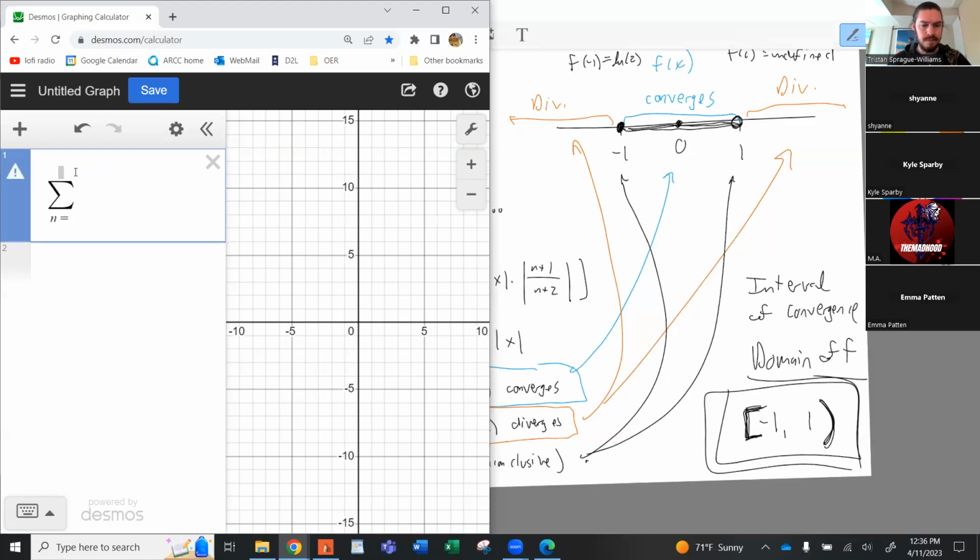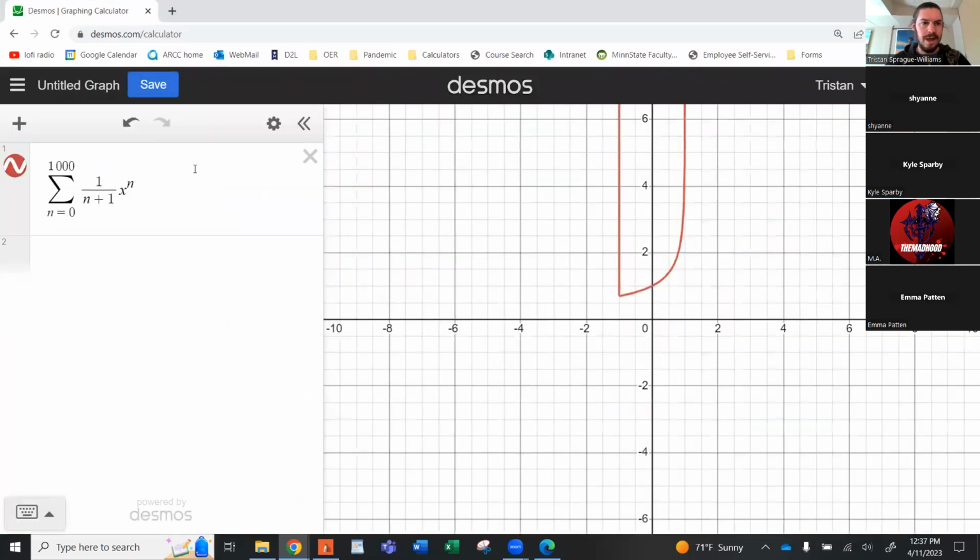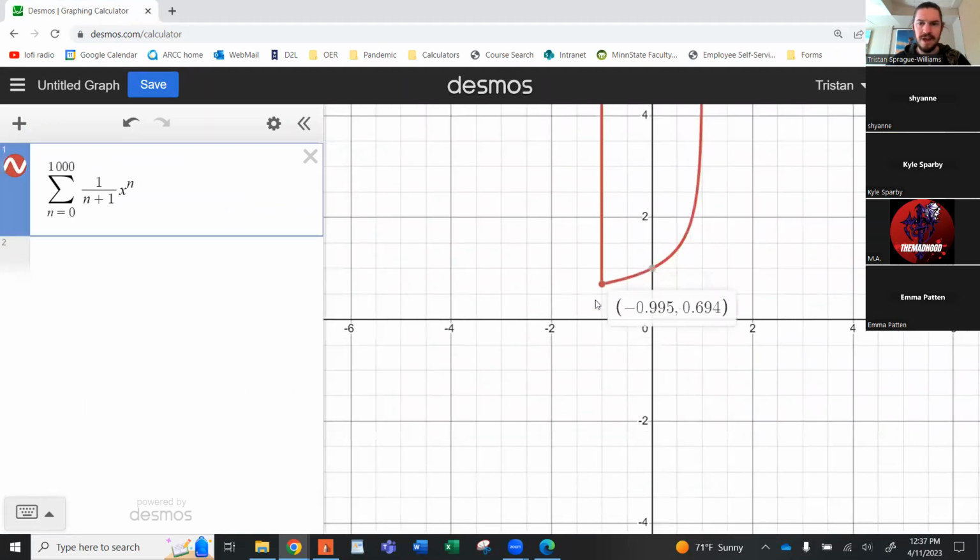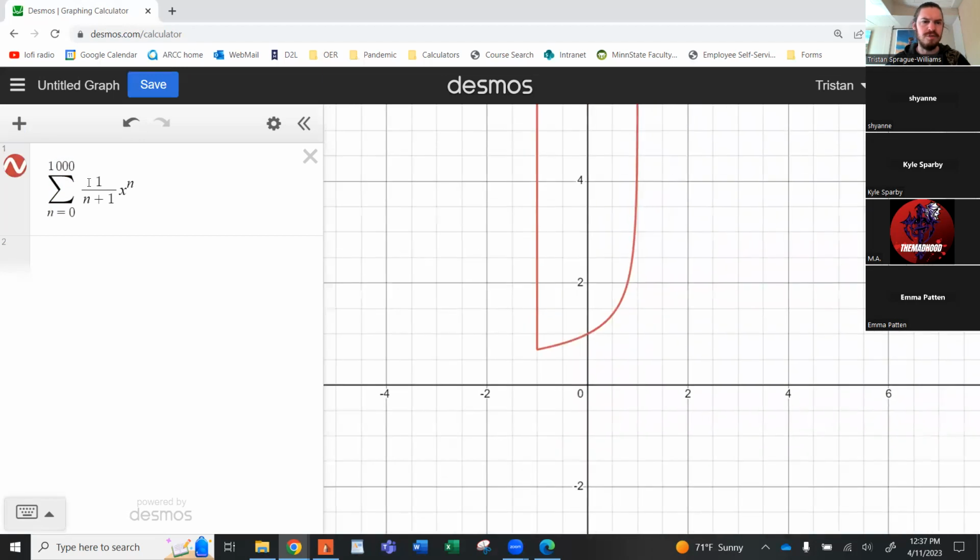So let's do a sum from 0 to infinity of 1 over n plus 1 times x to the power n. Does it like that? No, it doesn't like that. Oh darn. If I go to like 100 or like 1,000 or something, you can kind of see what's going on here. This is what it looks like if you add up to 1,000. So this is just an approximation of that function with a partial sum. But adding up to 1,000 should get us pretty close, right? So this is basically what it looks like here.